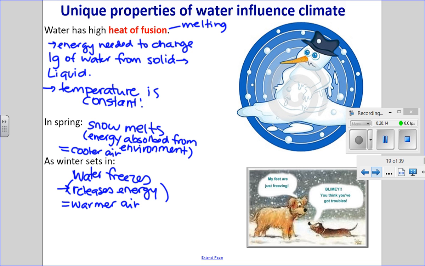The result is warmer air. So, if you live somewhere near a large body of water, you will probably have warmer air in the winter because the water will give off some of its heat. If you live somewhere where there's a lot of snow that needs to melt, it will probably take a little bit longer in the spring for the temperature to seem warm because the snow will absorb a lot of energy to melt before the air around it can warm up.